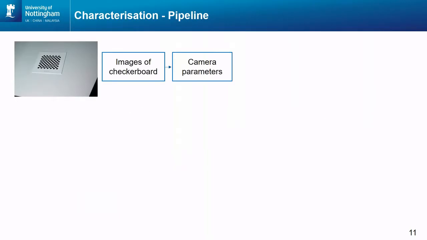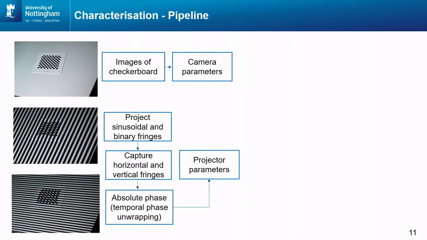So here is the pipeline that we follow to characterize our multi-view fringe projection system. We have a calibration artifact, a checkerboard. We take images of the checkerboard and determine the camera parameters. In order to characterize the projector, we project horizontal and vertical fringes onto the checkerboard, and we combine sinusoidal and binary fringes in order to get absolute phase information. And from there, we get the projector parameters.